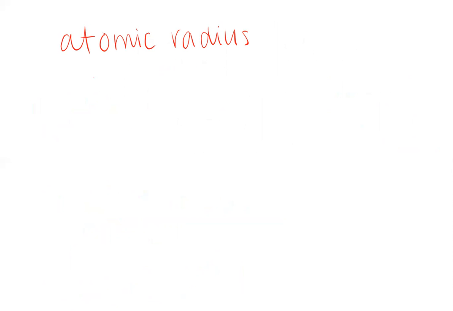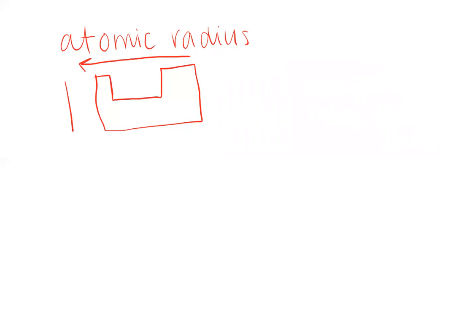Atomic radius follows a different path than all of the other trends. Atomic radius increases as we go to the left and as we go down. This means that what we call the big corner, where the biggest elements are, is going to be here. And the smallest are going to be here.